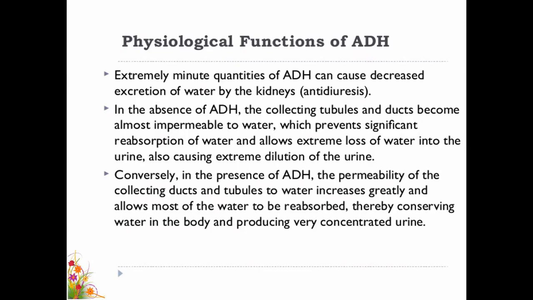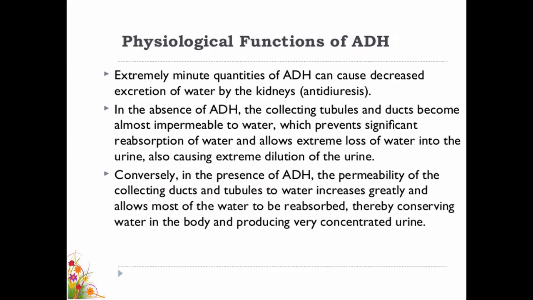But when there is ADH, the permeability of the collecting ducts and tubules, those are the parts of nephrons, the basic unit of the kidney, increases. So when there is a high presence of ADH, most of the water will be reabsorbed and conserved in the body, and that will produce very concentrated urine.